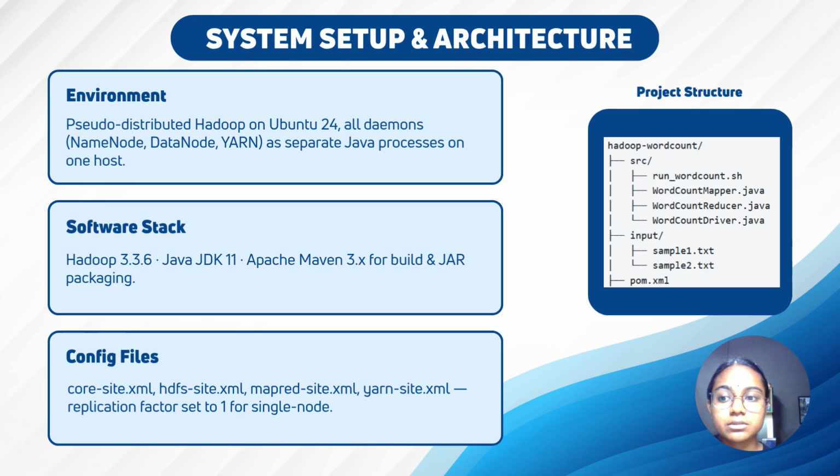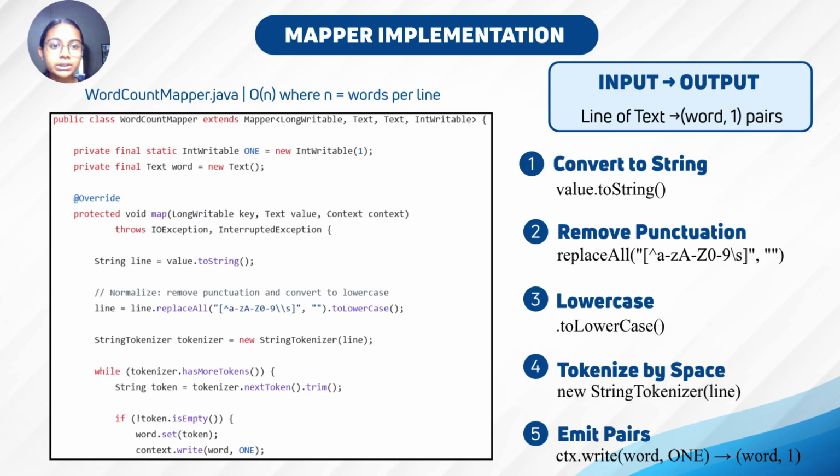Moving to the mapper, the word count mapper takes each line of text as input and outputs word, one pair. It does this in 5 steps: first, converting the line to a string, then stripping punctuation using a regex, lowercasing everything for consistency, tokenizing by spaces, and finally emitting each token as a key value pair with a value of 1. The time complexity is O(n) per line, where n is the number of words. By handling all normalization here in the mapper, we keep the reducer as simple as possible.